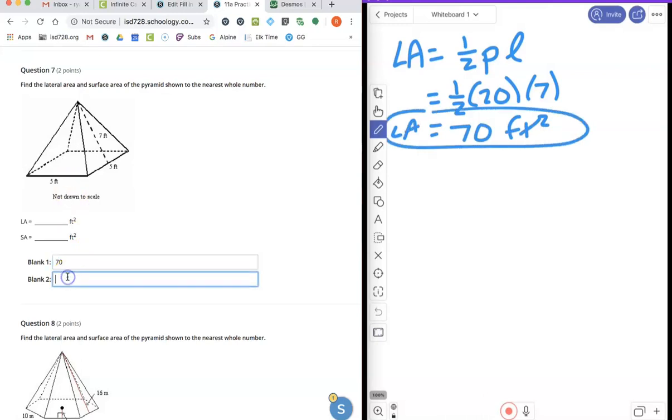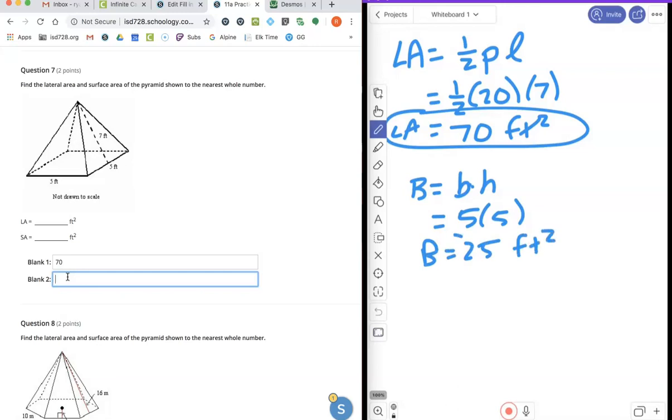No rounding necessary. Now the area of the base is a square, base times height, or side length squared. We have 5 times 5, which is 25. One base is 25 square feet, and actually there is only one base this time since it's a pyramid.